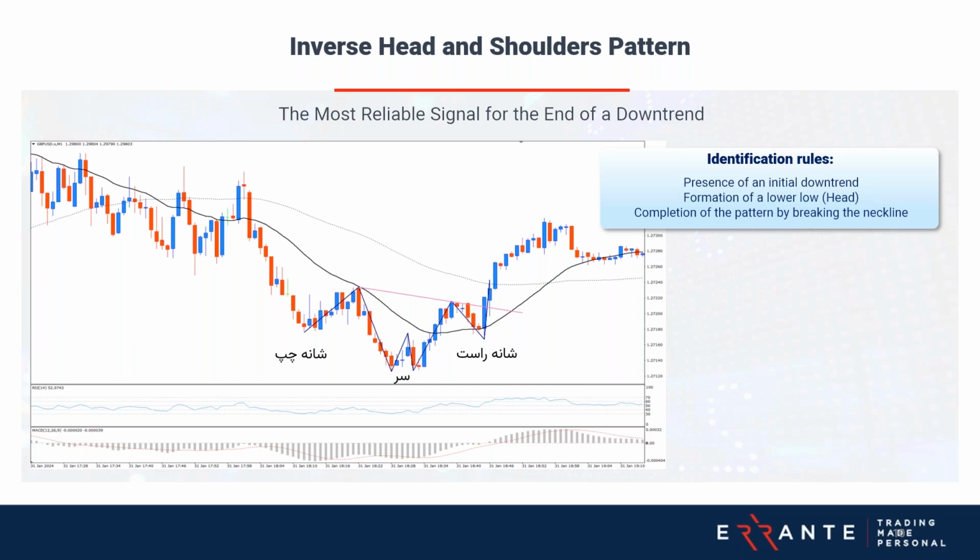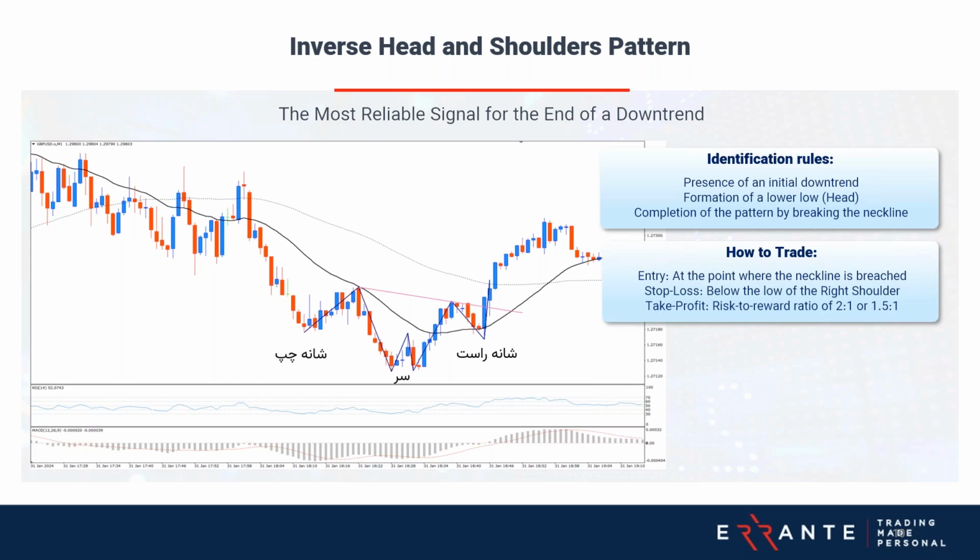The next one, the head should be the lowest point of the pattern, showing the last strong push by the bears before they lose control. And the left and right shoulders, as you see, should form at higher levels, indicating that the selling pressure is easing. Then the pattern is only actionable once the price breaks above the neckline, which is the rule of thumb, which is drawn through the highs of the left and right shoulders. And this break is a key signal that the buyers are gaining strength and the downtrend is likely over. Because as soon as you have a penetration above the last top, it is questioning the prior downtrend.